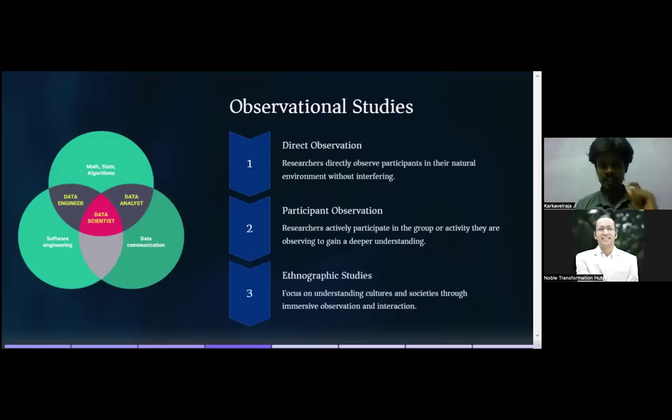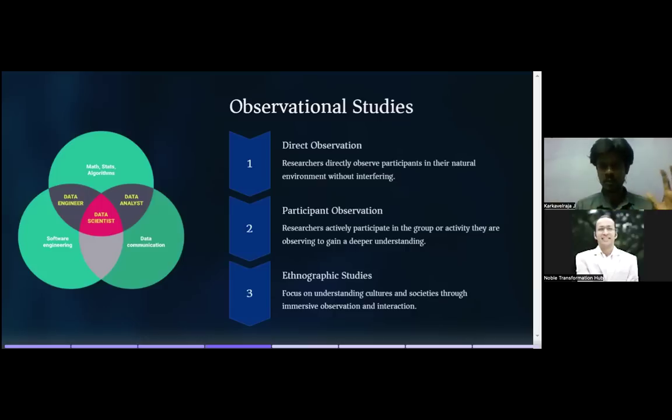Finally, we have ethnographic data. That means focusing on understanding cultures and societies through immersion. Like what sir has mentioned, right? Based on their culture, what is happening, and based on that observation, they collect the data. First, the person is outside and collecting the data, and another one is where the participant is involved in the group and is collecting the data. Finally, based on the culture, we are collecting data.